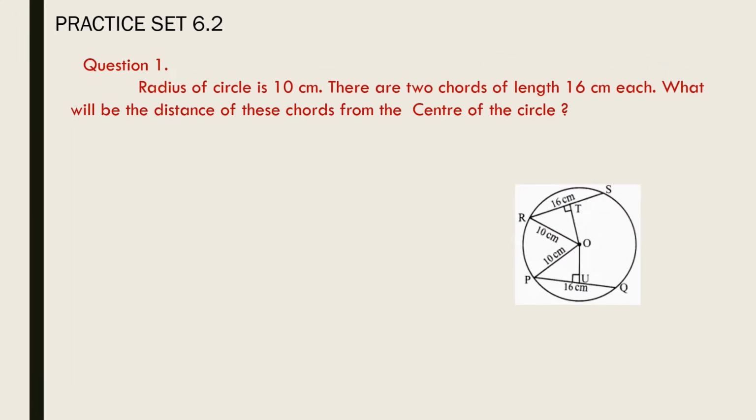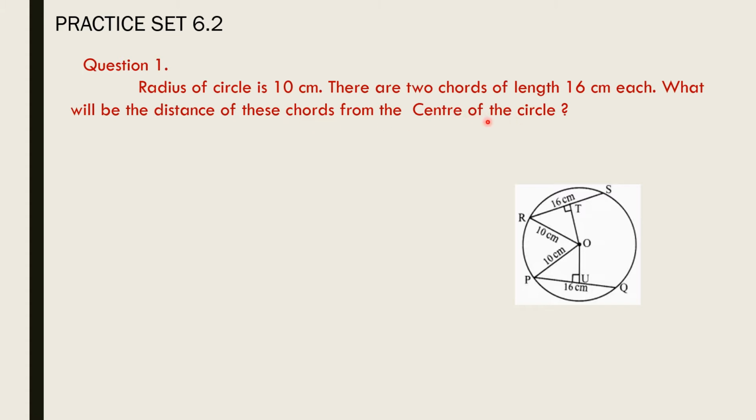Children, let's move on to practice set 6.2, question number 1. The radius of a circle is 10 cm and there are two chords of length 16 cm each. What will be the distance of these chords from the center of the circle? In this question, the radius of the circle and the length of two chords are given and we have to find the distance of these chords from the center of the circle.